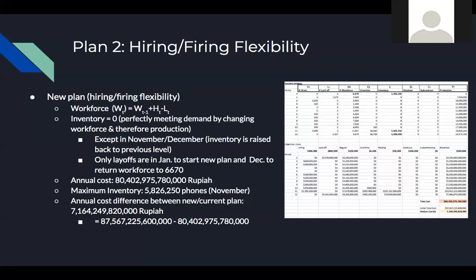In this method, we see a difference of roughly 7 trillion rupiah. So the savings are quite substantial from this plan compared to the previous one. Next slide, please.